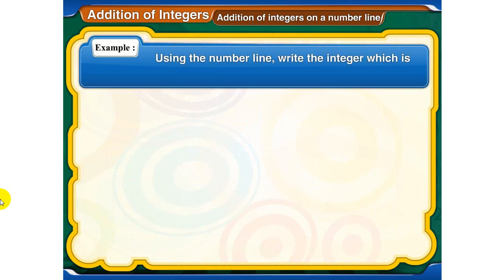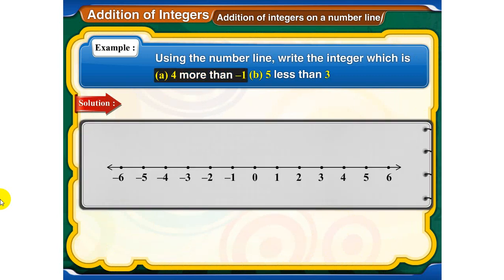Example: using the number line, write the integer which is a. 4 more than minus 1, b. 5 less than 3. Solution: A. We want to know the integer which is 4 more than minus 1. So, we start from minus 1 and proceed 4 steps to the right of minus 1 to reach 3. Therefore, 4 more than minus 1 is 3.